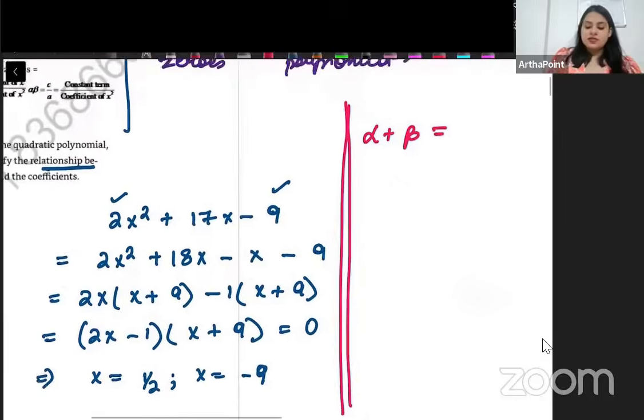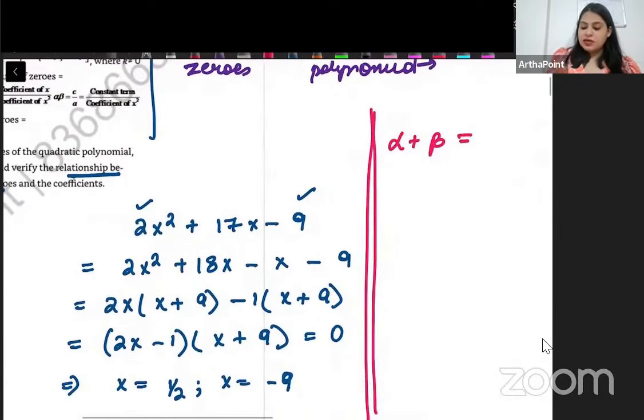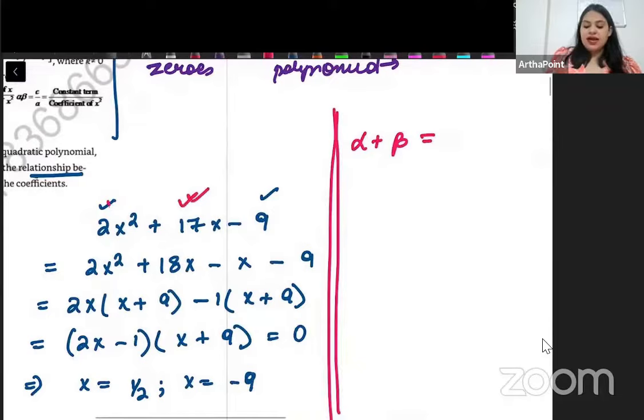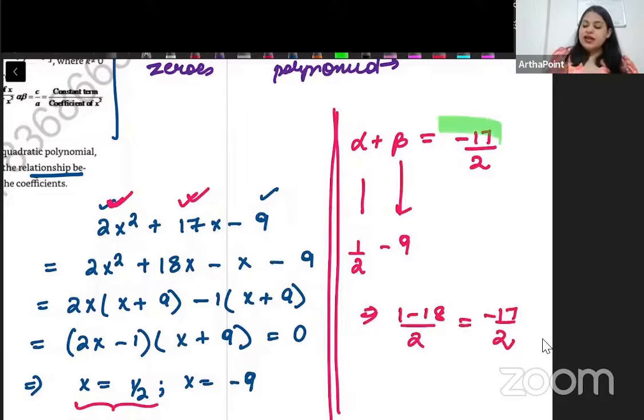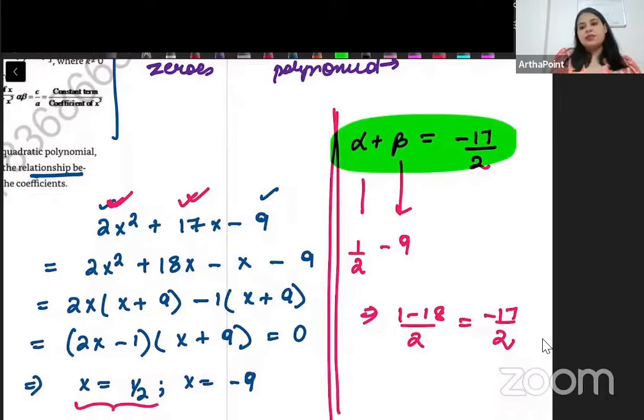So alpha plus beta will be minus b by a. What is alpha? Half. What is beta? Minus 9. So this will be 1 minus 18 by 2, which is minus 17 by 2. So we have verified that alpha plus beta is coming the same as minus b by a.